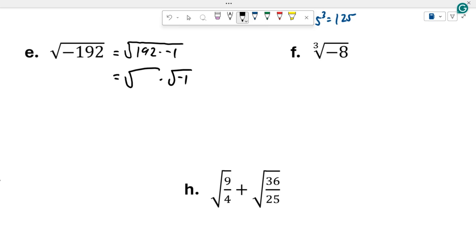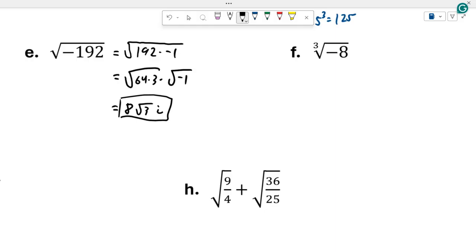All right. So 192, you can think of it as 64 times 3. That's just breaking down the 192 into a square number and then something else. Now I can simplify this. The square root of 64 is 8. The root 3, there's nothing we can do about that, so the root 3 has to stay underneath the square root. And by definition, the square root of -1 is the imaginary unit, which is i. So we end up getting 8 root 3 i.